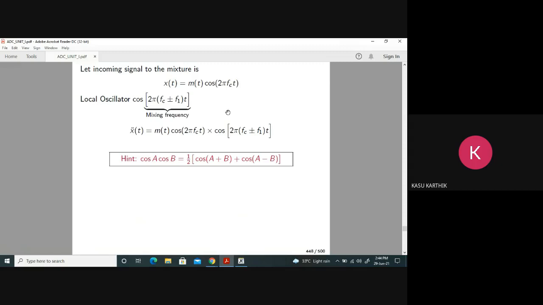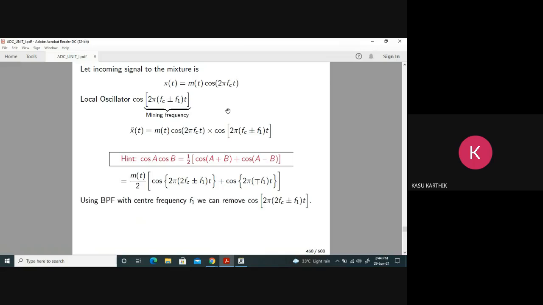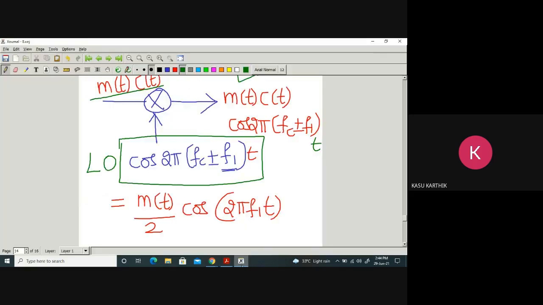Obviously, the output of this mixer is this much. If you do a little bit of simplification, you get this. Using a band pass filter with center frequency at F1, we can remove the extra component. Now the output of the mixer is m of t by 2 cos 2 pi f1t. I am doing a little bit of mathematics, so you can go through that.